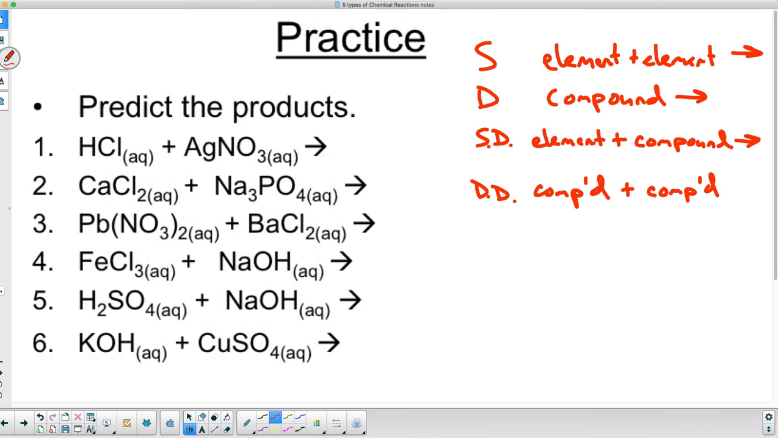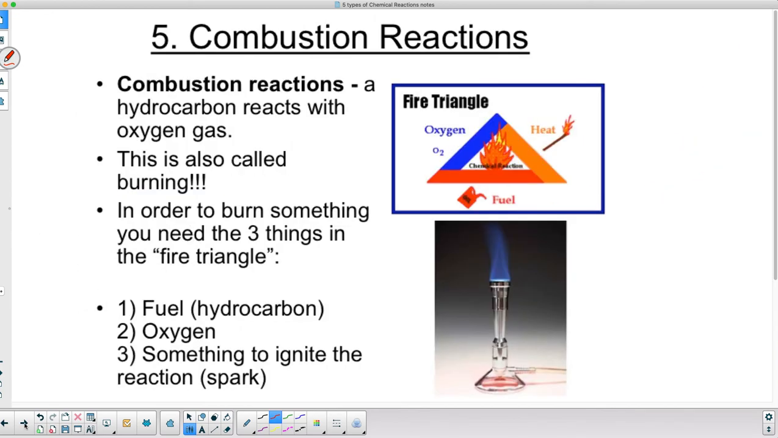Okay, so if I take a look at this, I have a compound and a compound because both of these have two capital letters, so that makes this a double displacement. I take a look at the next one, I have a compound plus a compound, so that makes this one a double displacement. Oh, these are all double displacement. My fault. I thought they switched it up. So what they want you to do, when it says predict the products, is put the H with the NO3 and the Ag with the Cl. But we're not going to do that. You don't have to predict products here. I just want you to be able to identify what type of reaction it is.